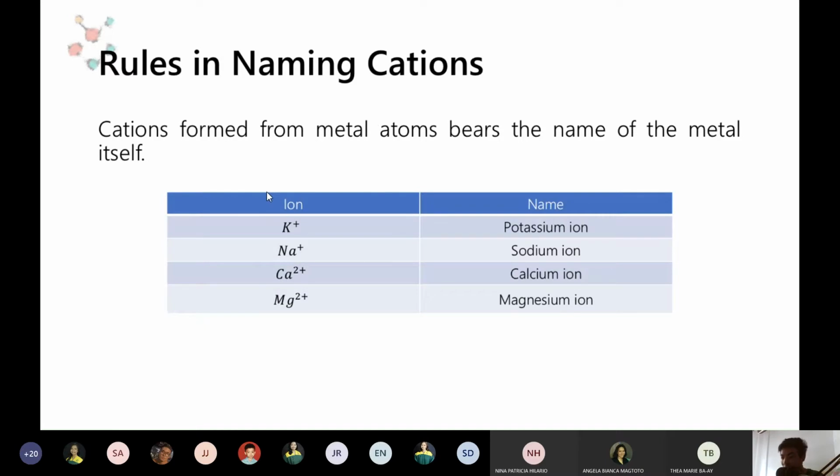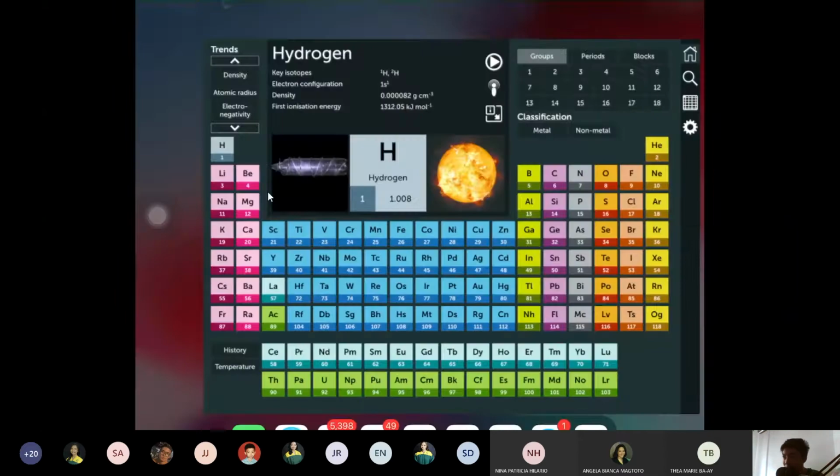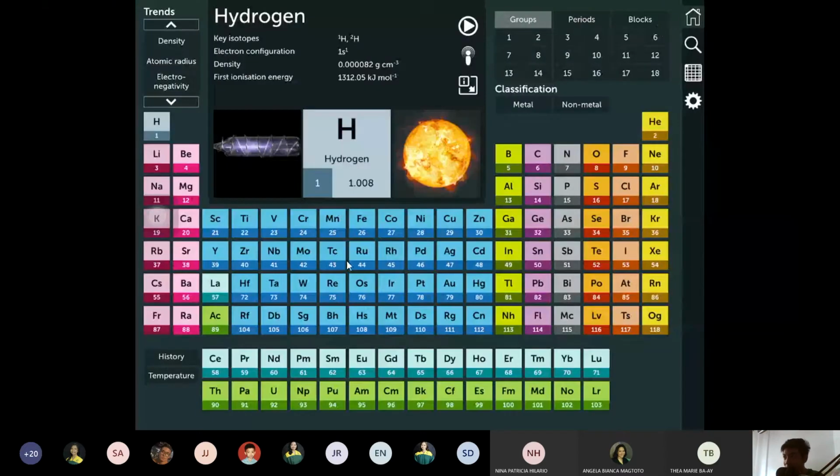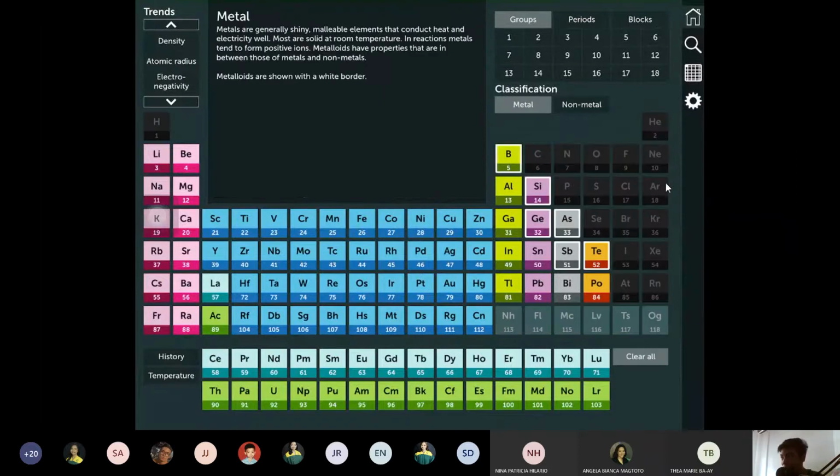Maraming uri ng metal sa periodic table. Kung titignan natin periodic table natin, there are metals that can be found in the s orbital. There are metals that can be found on the p orbital. Meron sa d, meron sa f. The question is, saan nagpa-pertain ang rule number 1? Well, rule number 1 pertains to the metals in the s and the p orbitals. Yung d and f, hindi natin yan papansinin for now kasi iba yung rules dito.